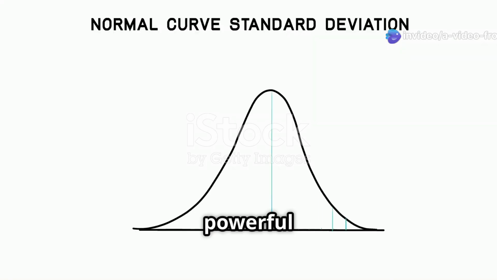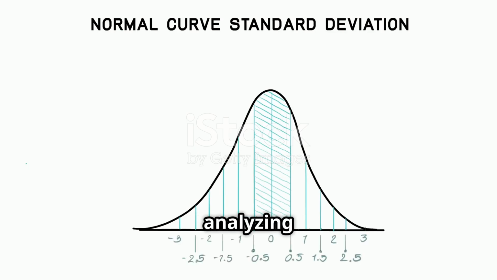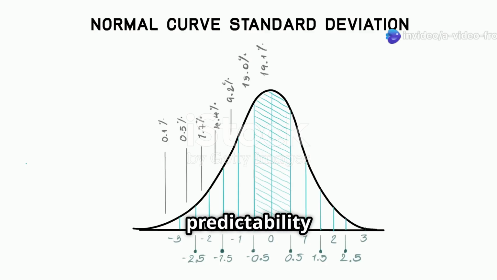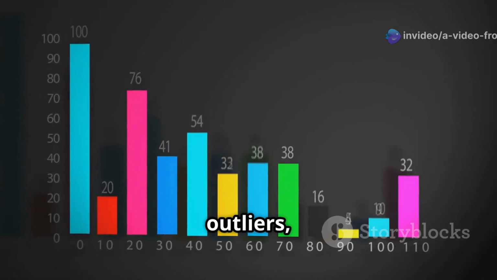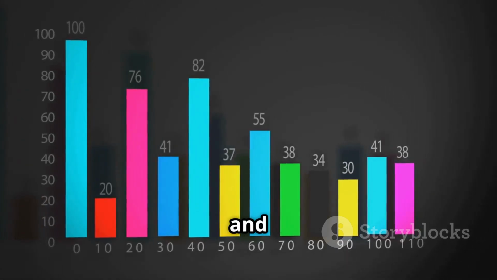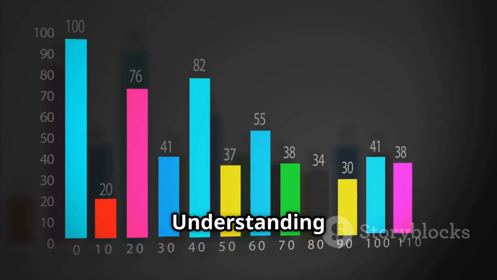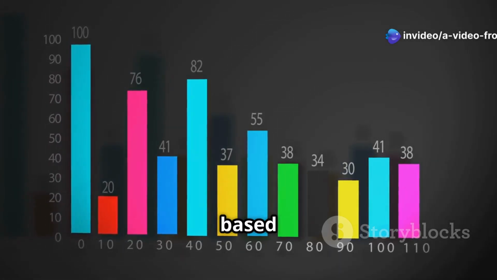Standard deviation is a powerful tool in statistics as it helps us understand the consistency and variability within a dataset. By analyzing the standard deviation, we can gain insights into the reliability and predictability of the data. It allows us to compare different groups, identify outliers, and make more informed interpretations of data based on its spread and distribution. Understanding standard deviation is essential for making accurate predictions and decisions based on statistical data.